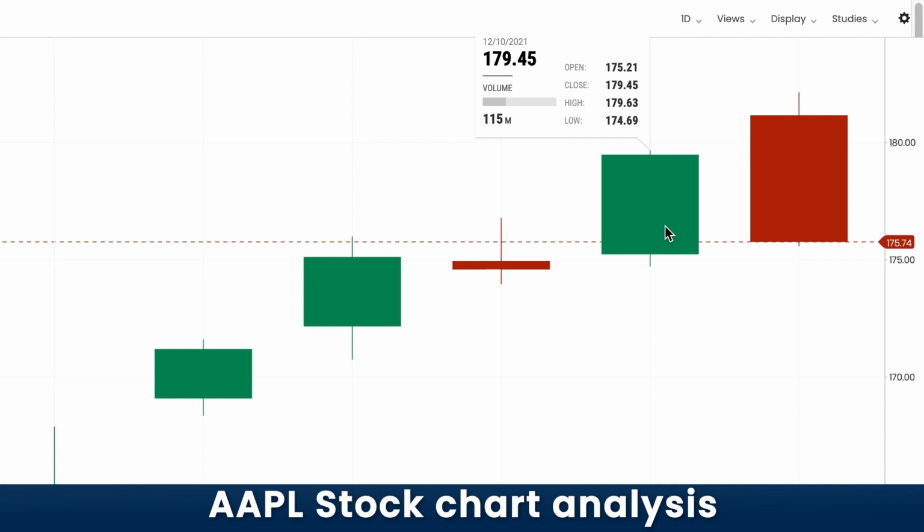First is high, which is the high price of a stock. Second is low, which is the low price of a stock. Then open, which is the opening price of a stock. And then close, which is the closing price of a stock. Then there is the volume below, which tells us how many shares were traded on that particular day.